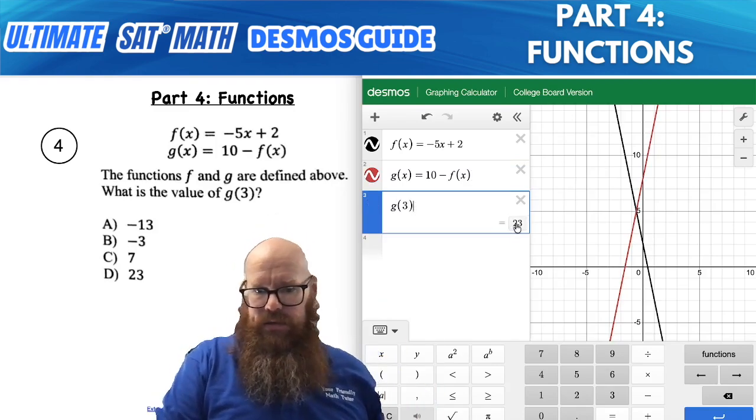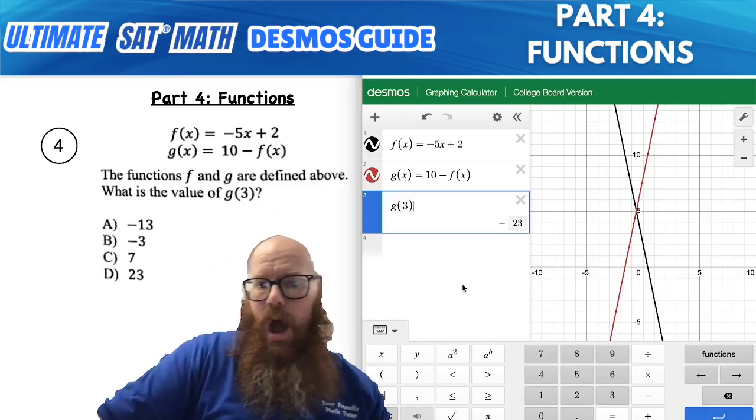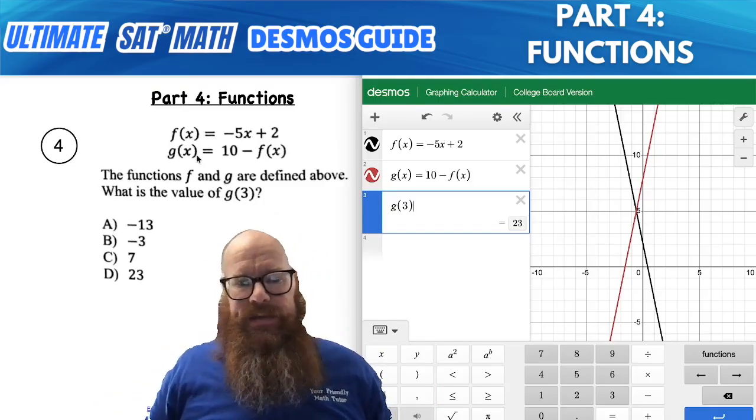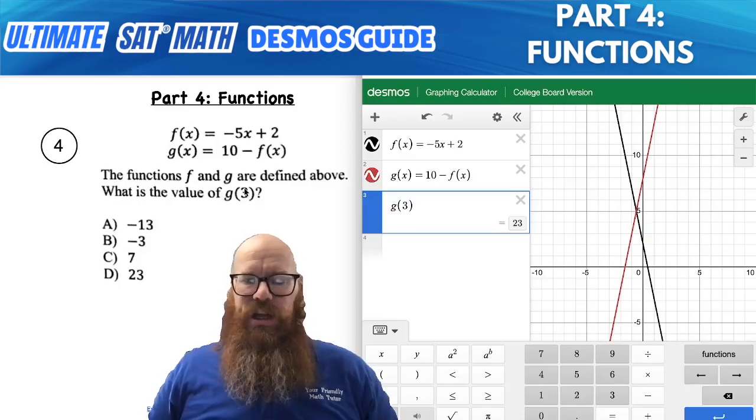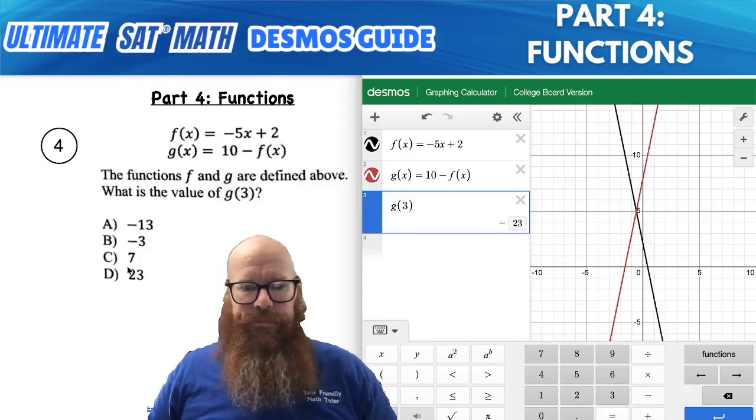My answer is 23. All right, so by typing in f of x and then g of x, which is based off f of x, and then g of 3, Desmos will just do all of that for you.